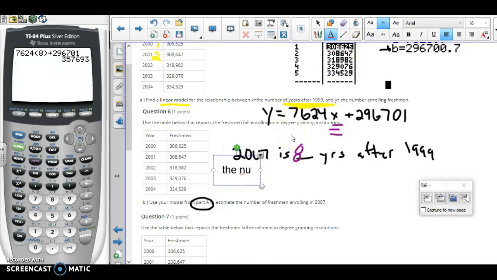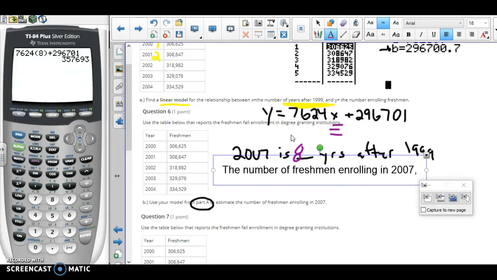Okay, the number of freshmen enrolling is 357,693. That's an appropriate answer. Okay, so that's that question.